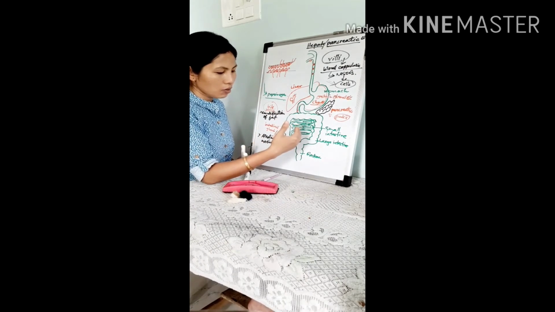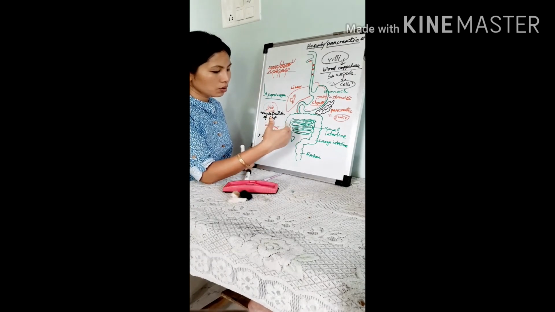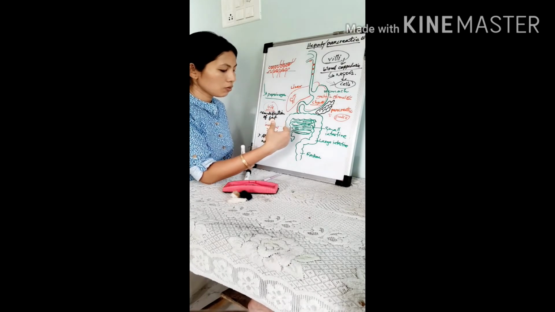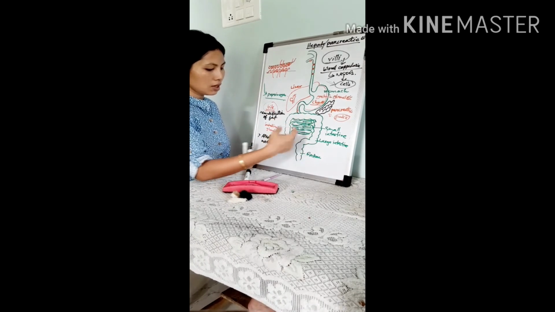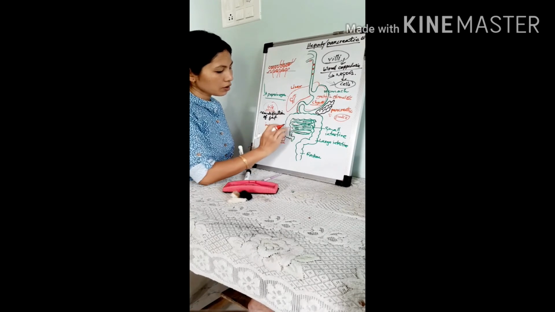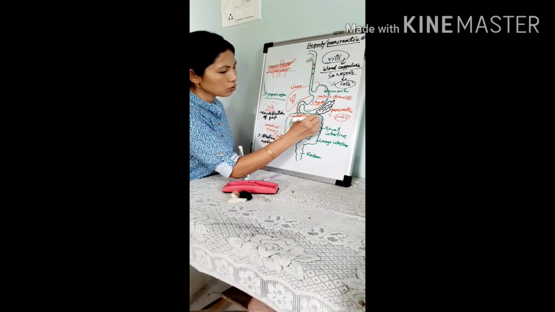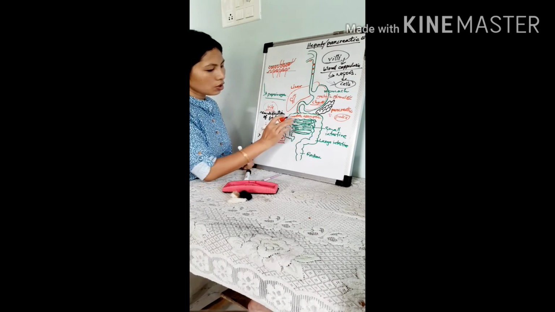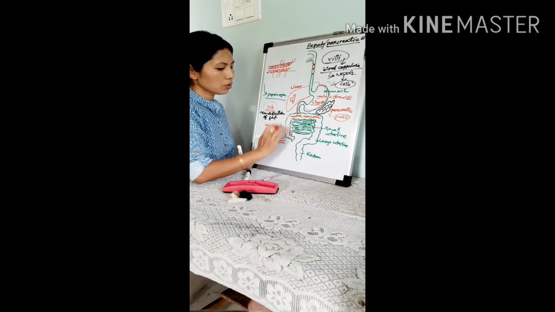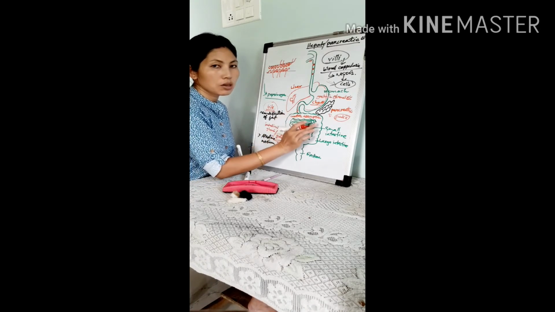But still, the undigested food or the water that is present in the food will be reabsorbed in the large intestine. So the main function of the large intestine is water absorption. Some minerals are also absorbed along with the water. The main function of the large intestine is water absorption.